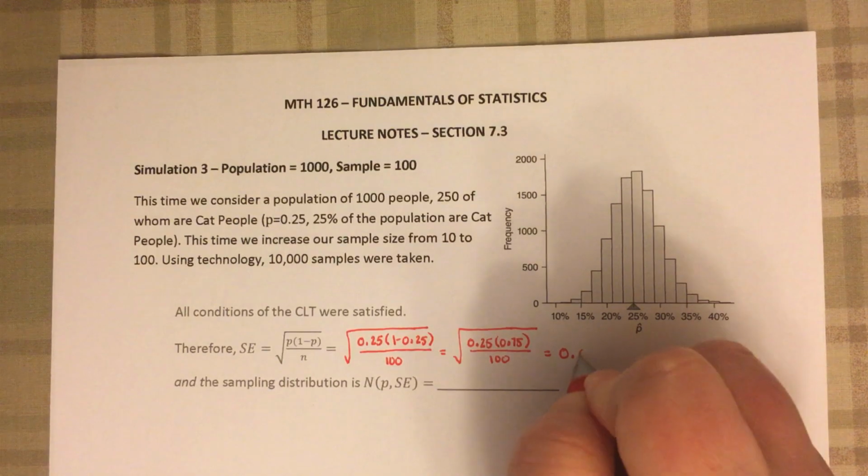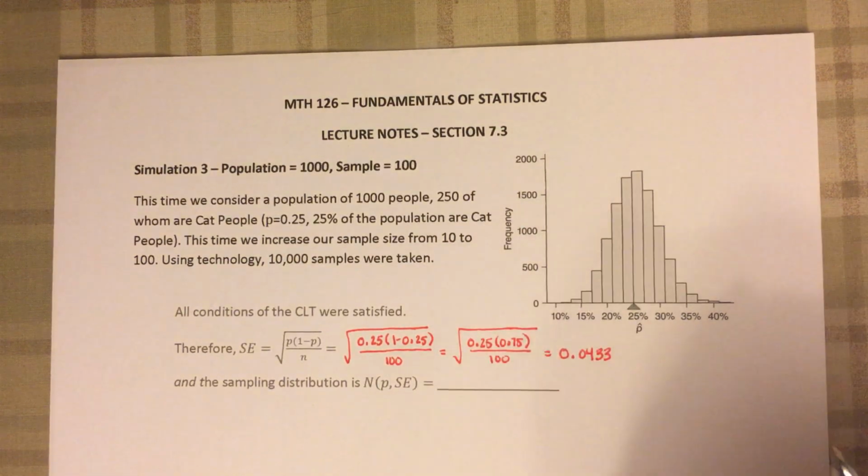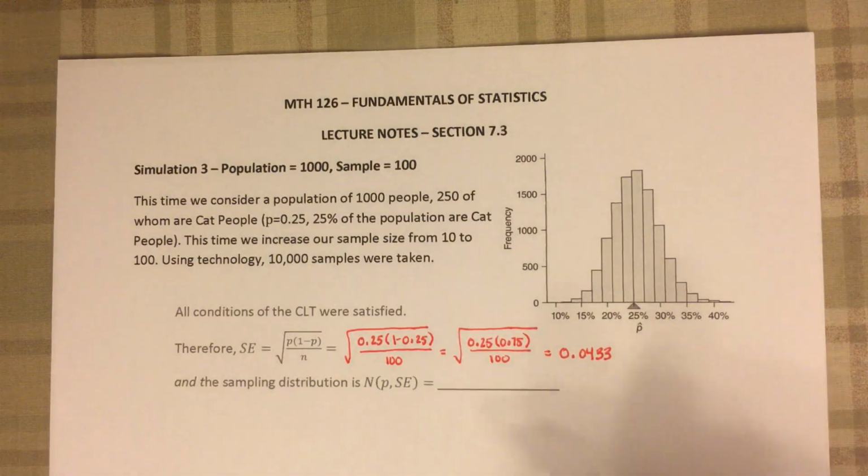If we do that, we get 0.04, 0.33, which, if we look at our previous section and our notes, is very close to the standard error that we see there. So what this means and how we're going to use this is, if we are able to use our conditions of the central limit theorem and calculate a standard error, this standard error in combination with our population proportion is going to give us our normal distribution.